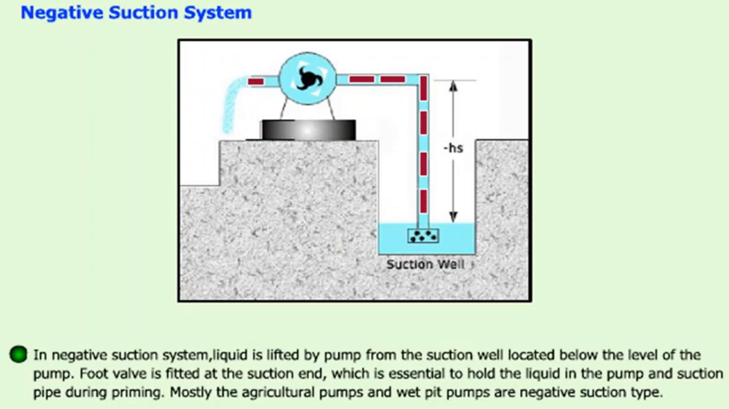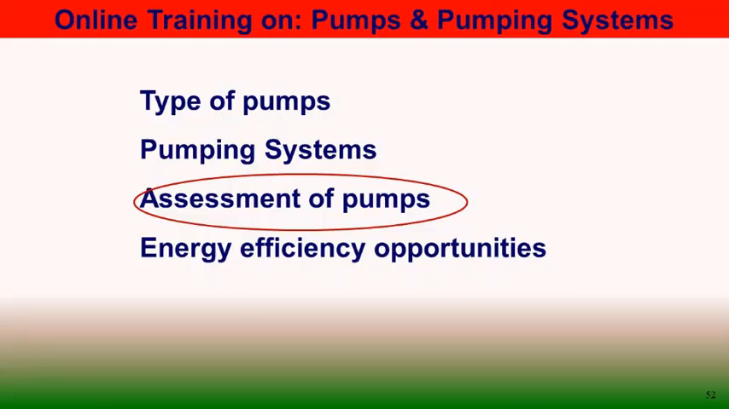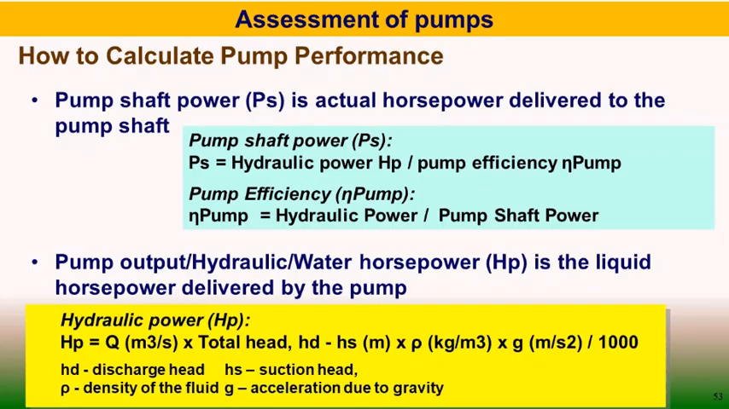Let us try to understand the process of assessment of pump performance. The work performed by a pump is a function of the total head and the weight of the liquid pumped in a given time. The pump's shaft power is the actual horsepower delivered by the pump shaft, and it is calculated as hydraulic power divided by pump efficiency. Naturally, pump efficiency is hydraulic power divided by pump shaft power.